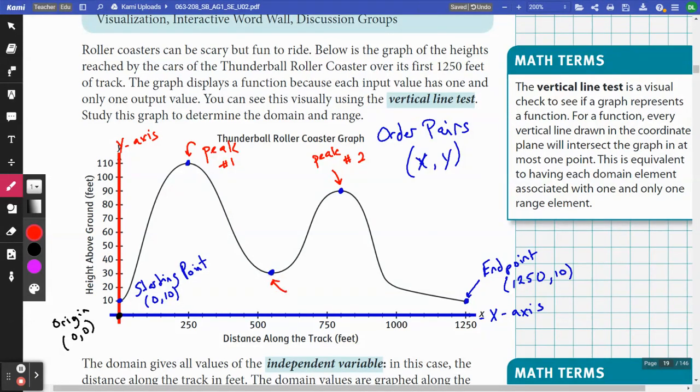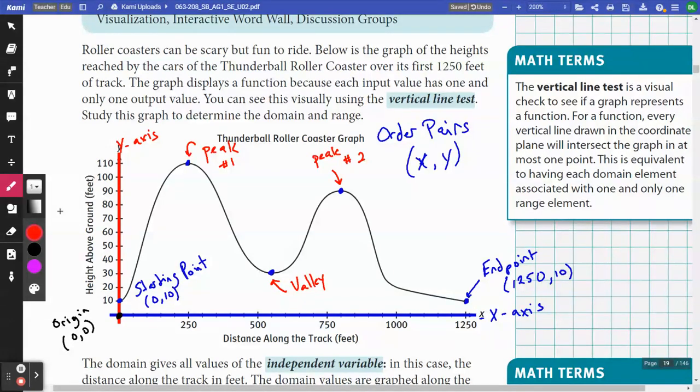A valley, right? If we're talking about mountains, we have peaks and we have valleys. Remember, peaks only occur when it goes up and then back down. That's where this one occurs. Valleys occur whenever it goes down and then back up. So you can call this a valley.